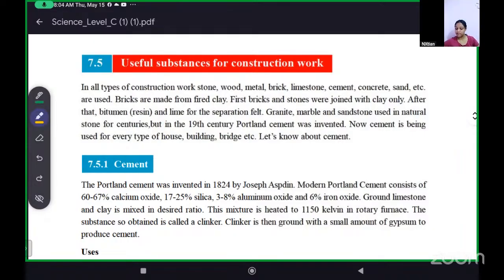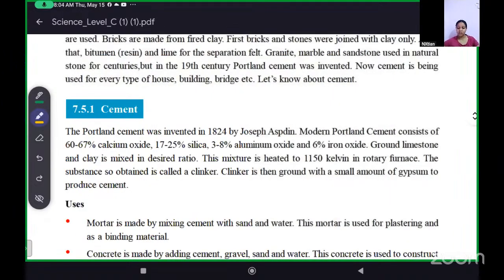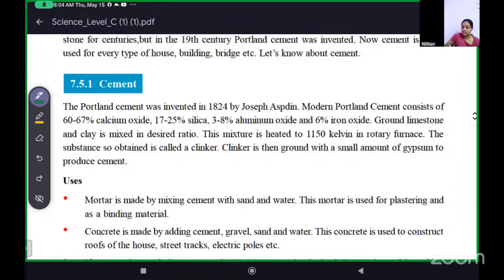Now, modern Portland cement has this composition: 60 to 67% calcium oxide, 17 to 25% silica, 3 to 8% aluminium oxide, and 6% iron oxide. Ground limestone and clay are also mixed in the desired ratio. Then this mixture is heated in a rotary furnace. The substance so obtained is called clinker. And clinker is then ground with a small amount of gypsum to produce cement.